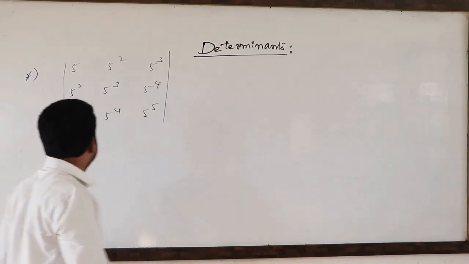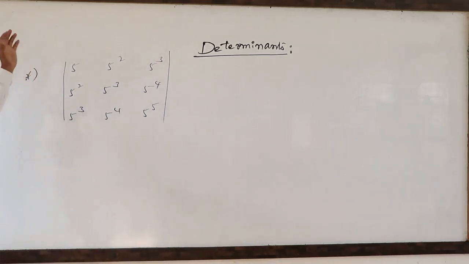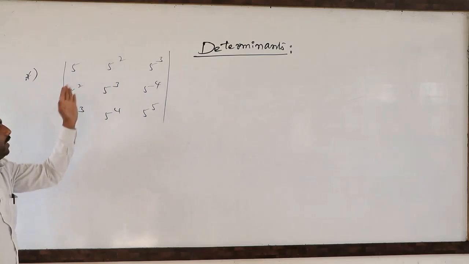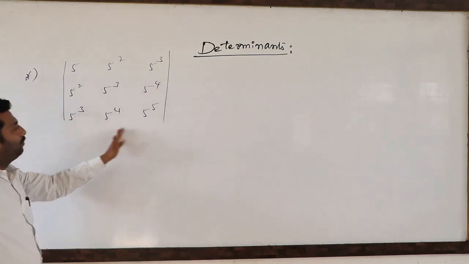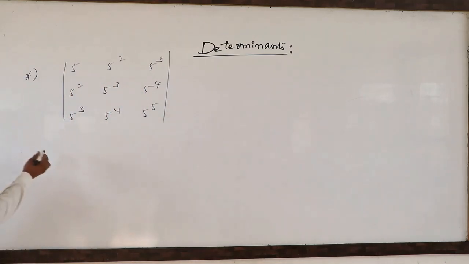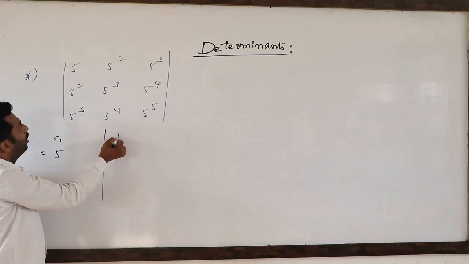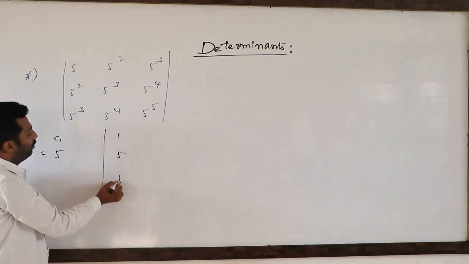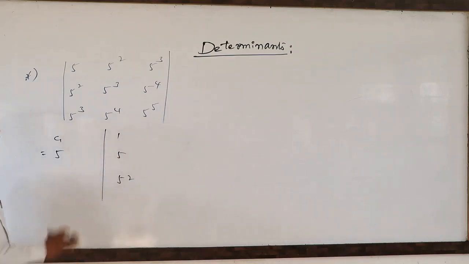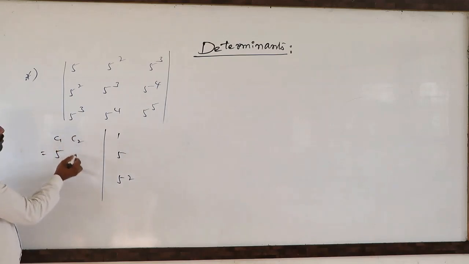Next question: determinant of 5, 5 square, 5 cube, 5 square, 5 cube, 5 power 4, like that. How much is its value? From the first column, can I take 5 common? Then what is left is 1, 5, 5 square. From the second column, can I take 5 square common?